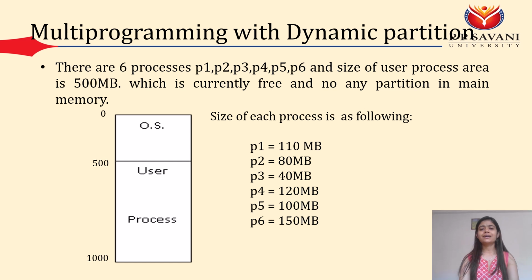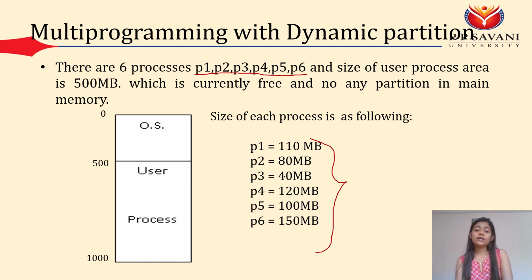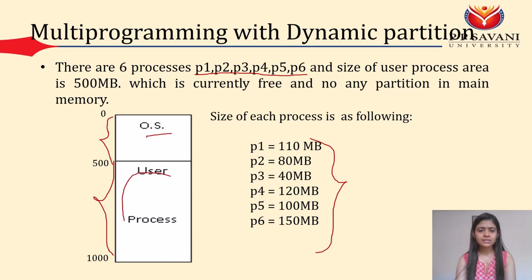Let's say there are 6 processes which are going to come into the operating system: P1, P2, P3, P4, P5 and P6. The sizes of each process are already mentioned over here. Now we are going to see how the partitions are created in the dynamic partitioning technique. The 0 to 500 MB is going to be occupied by the operating system itself, and the remaining memory is going to be used by user processes. Currently there is no partition; you can see the user process area is a single partition of size 500 MB.